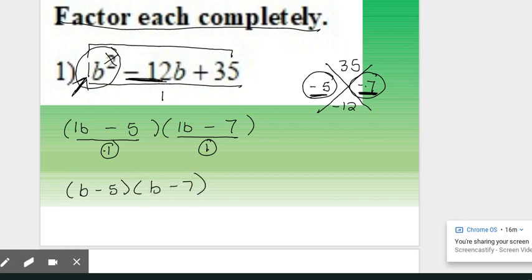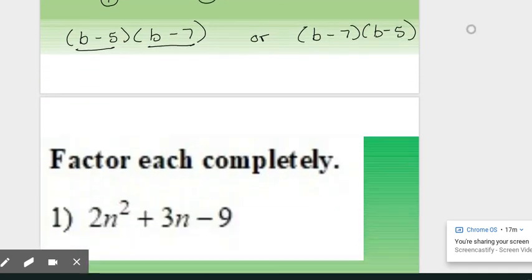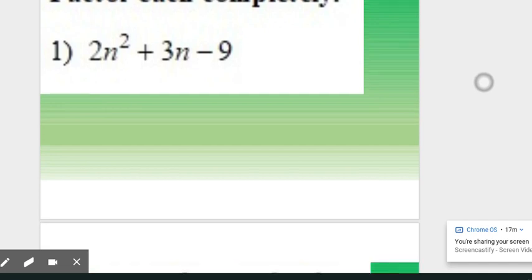Now, for the record, it would be perfectly accurate to have these written like that. As long as you have these 2 binomials, it is correct. It does not matter which binomial you put first. Okay, let's look at a second example. Okay, so let's look at this one.